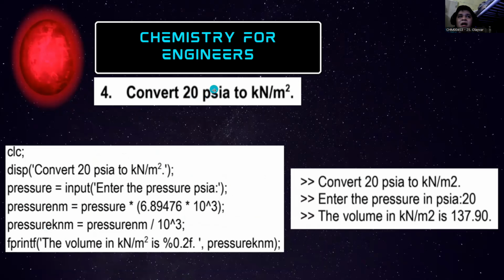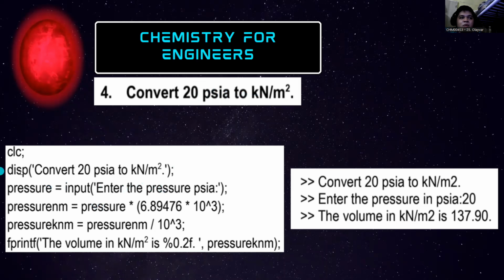And now we will have pressure. In the previous ones, we had length in English units, and volume. And now we have pressure. Now we will convert 20 pounds per square inch into kilonewton per meter squared.